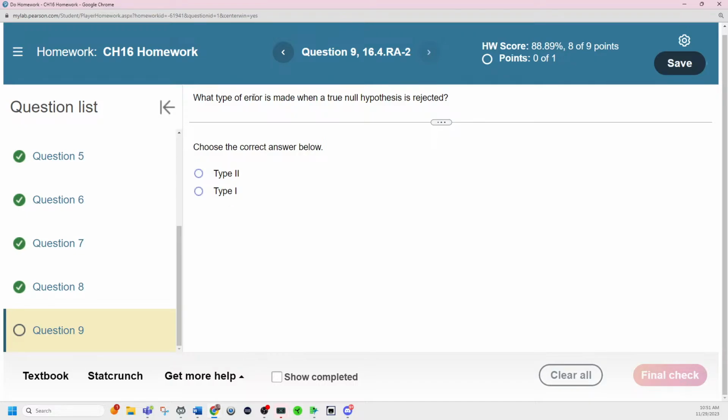Pretty good question. What type of error is made when a true null is rejected? There you go.